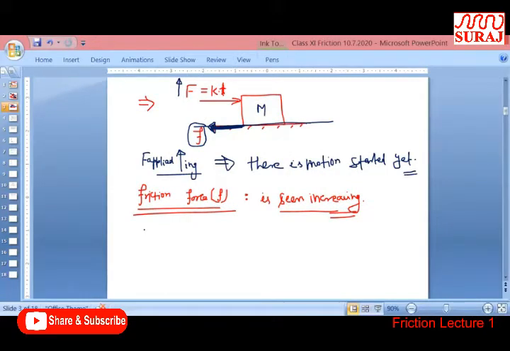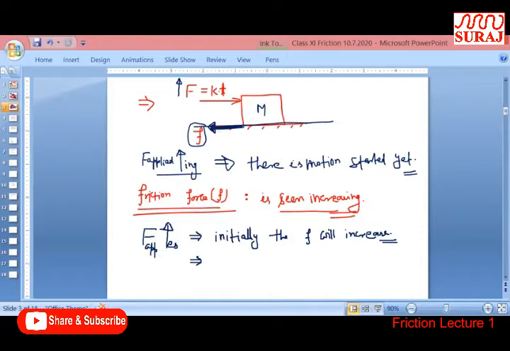Then they have come to a conclusion: if we increase the applied force, then what will happen? Initially the resistance force, or the friction force, will increase. It is practically seen. The ability to oppose the relative motion increases.